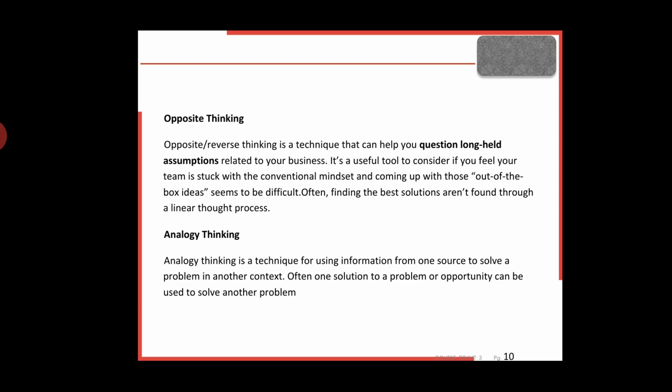Now coming to the definition of analogy thinking. It is also a type of technique. Analogy thinking is a technique for using information or data from one source to solve a problem in another context. Often, one solution to a problem can be used to solve another problem. That is the concept of analogy thinking.